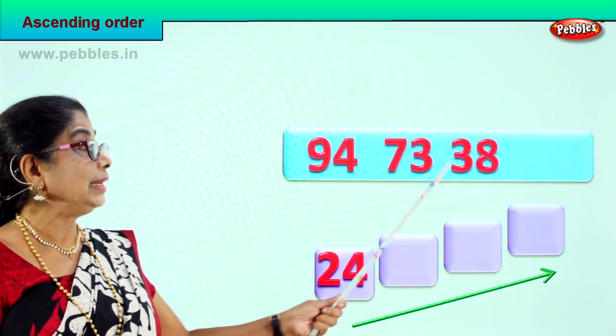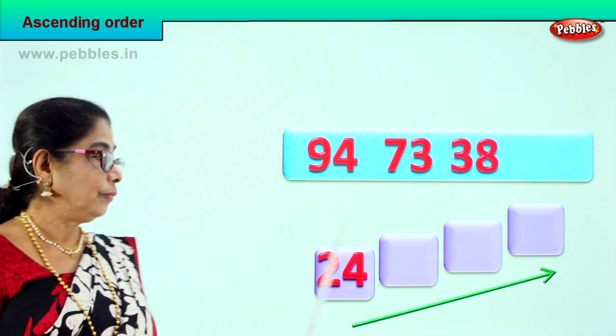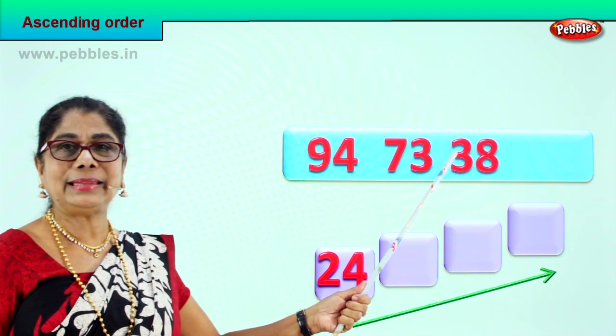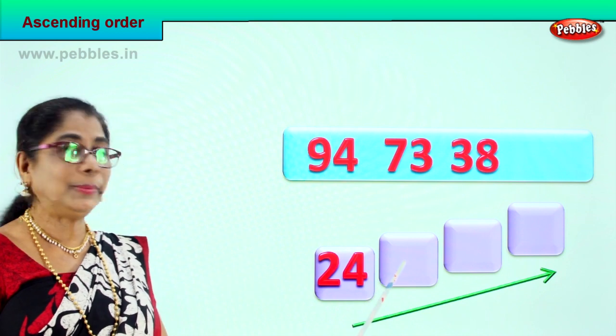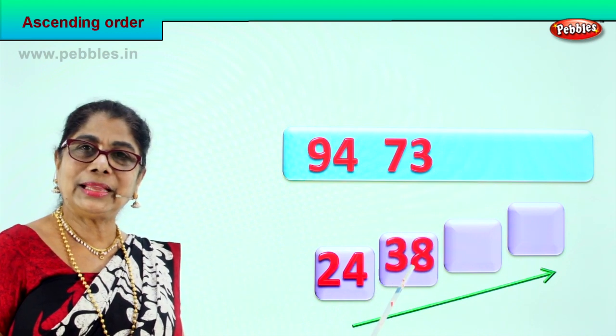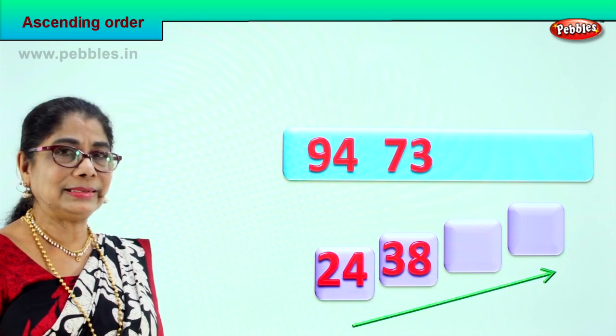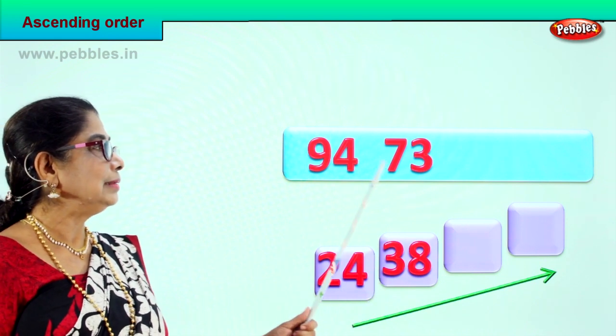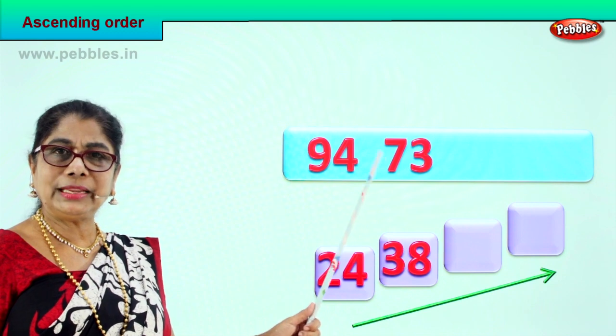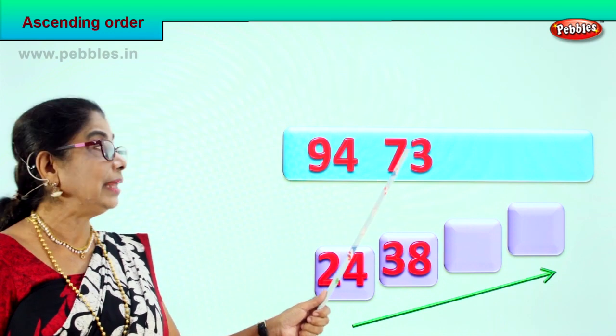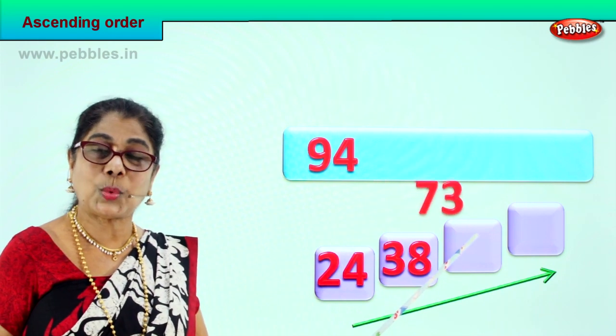Next we go to 3 tens. We have 2 tens here. Next is 3 tens, 8 ones. So that will be the next number. For the ascending order, you have 2 tens, next 3 tens. Fine. 9 tens, 7 tens. Which is the next one? Definitely 7 tens, 3 ones is the next one.